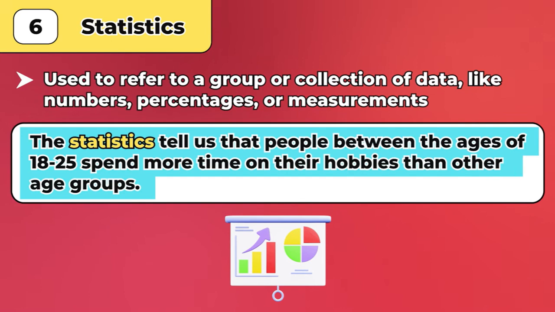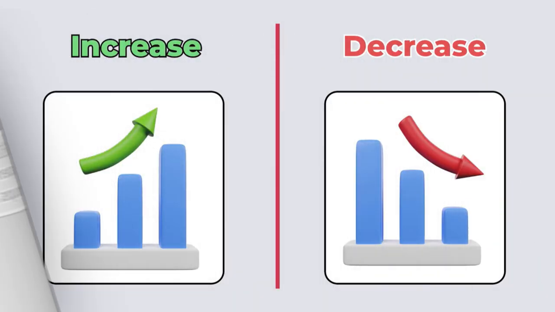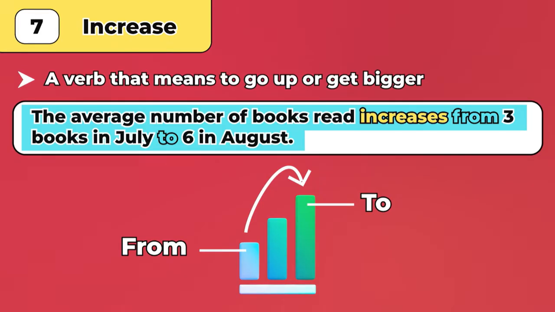Now let's move on to some useful words you can use when describing trends. Word number 7 is increase. This means to go up or get bigger. For example, the average number of books read increases from 3 books in July to 6 in August. As you can see, when I mention the two figures, I use the prepositions from and to. Something increases from one number to another.